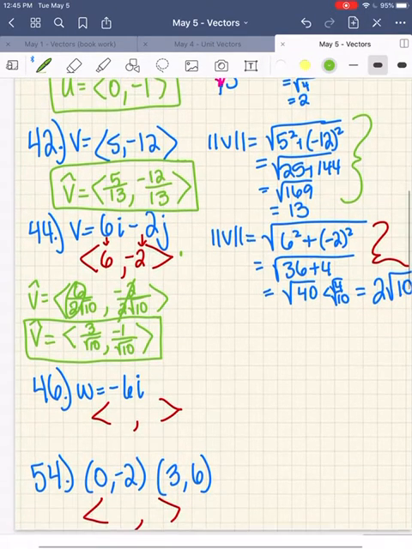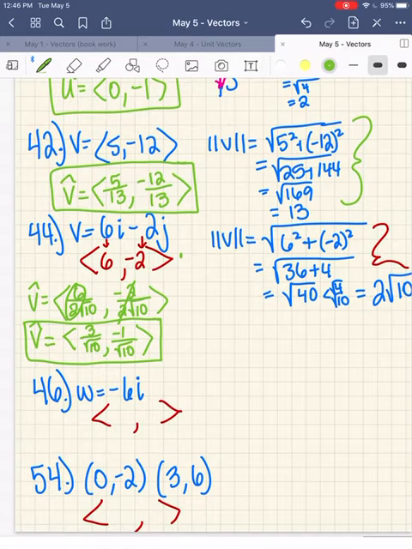All right, so 46 is also in i j form instead of component form. So it's going to go like this when we rewrite it. It's with an i, so that means it's going to be the x part, and then the y part is negative. If we wanted to graph that, we certainly could. Now let's talk about it. Which direction would that be?